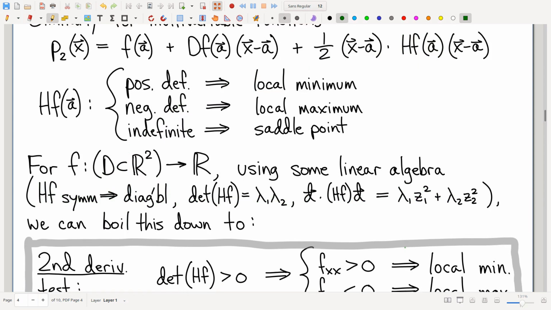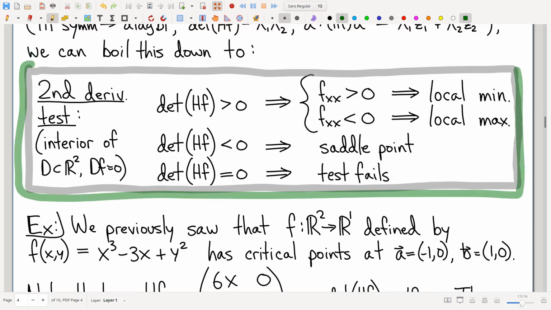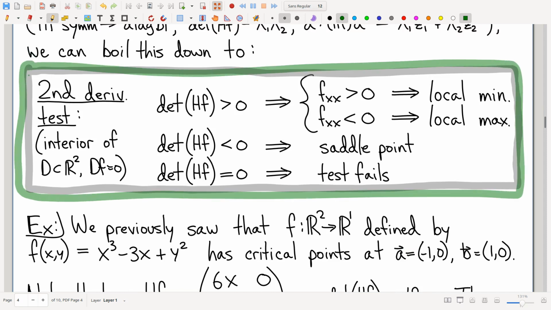But here's the punchline, and this is what you do have to know. And it's a little kind of flow chart of possibilities. Notice quite a bit more complicated than the single variable version. Right? Single variable version was real simple. Look at the second derivative. Positive, negative, end of story, pretty much.